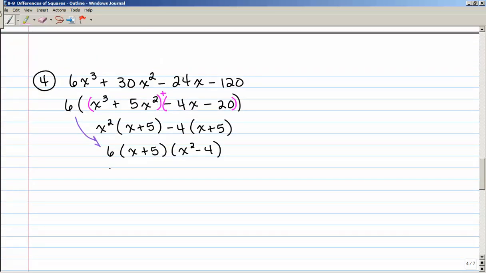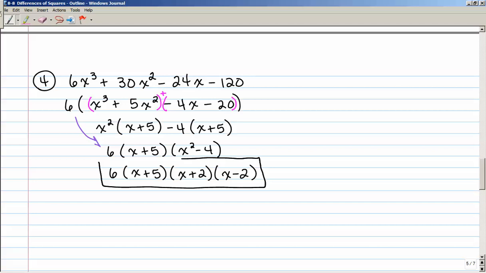So my final answer is going to be 6 times x plus 5 times x plus 2 times x minus 2. And again, any of those binomials can go in any order in your final answer. The thing you really need to remember here is don't forget about this 6. That needs to come down and be in your final answer.